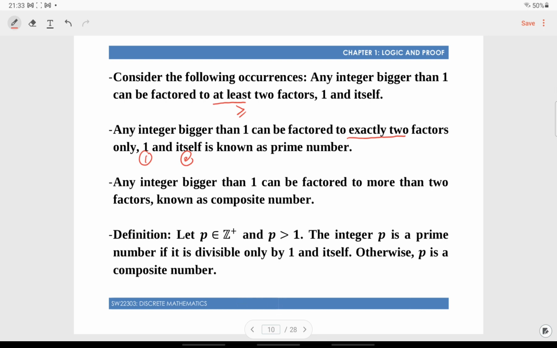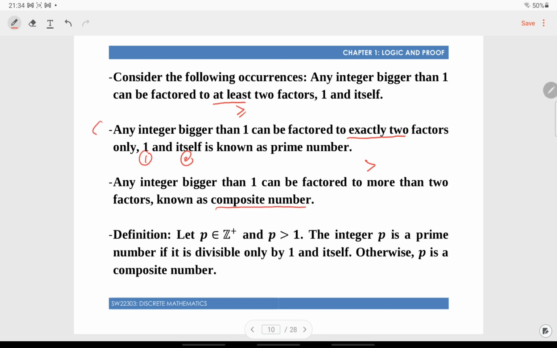For any integer greater than 1 that can be factored into more than 2 factors, sorry, it is not equal to, it is greater than, because more than 2 factors means we have another factor other than 1 and itself. That kind of number is called a composite number.